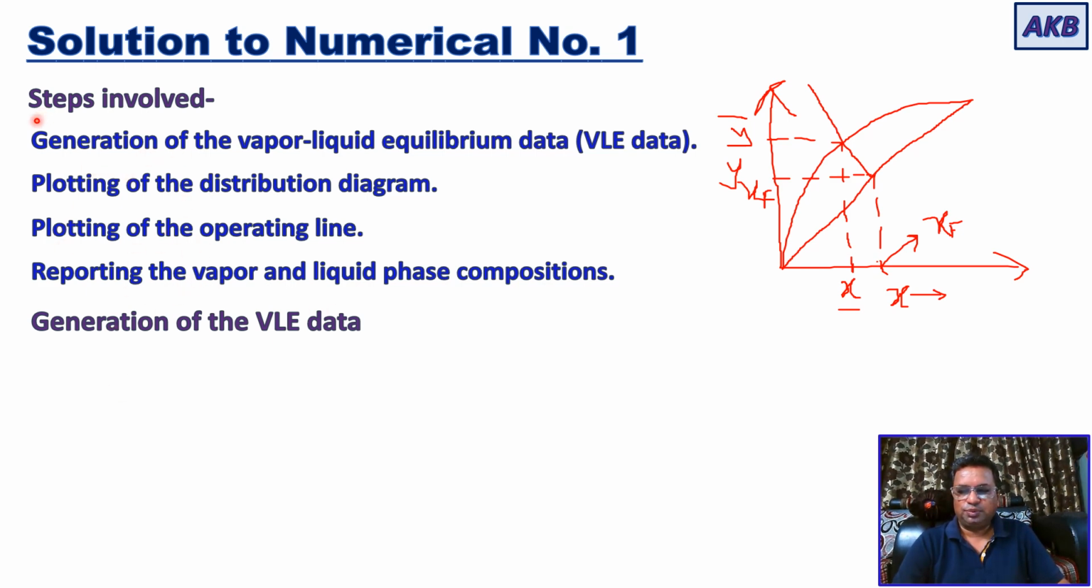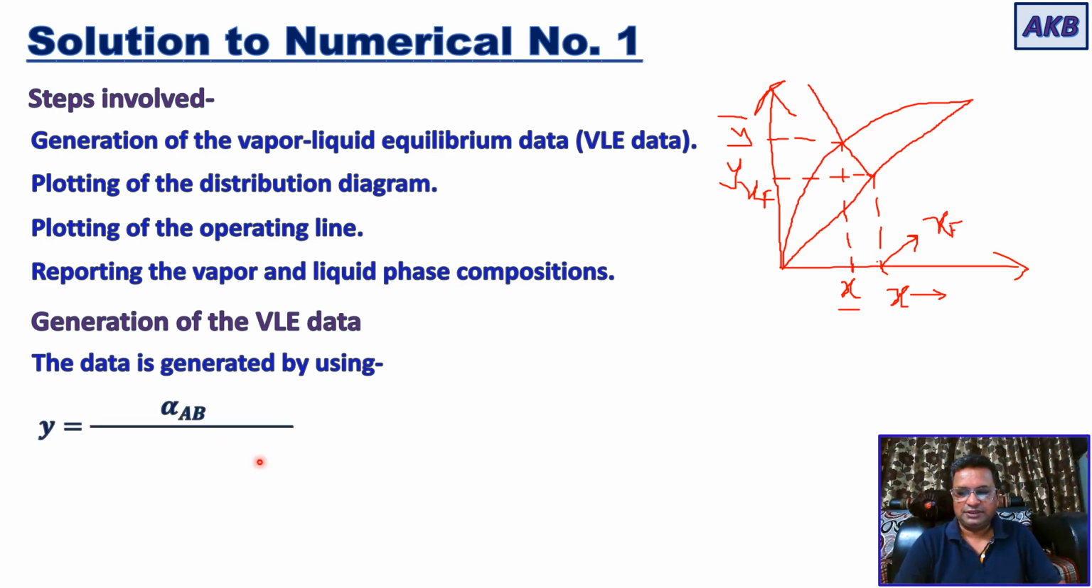So now let us follow these 4 steps. Let us start with the first step: generation of the VLE data. How are you going to generate it? In my earlier videos, I have discussed numericals where I have told you how to generate the equilibrium VLE data. For that we need to use this equation: y is equal to alpha AB x divided by 1 plus alpha AB minus 1 into x.